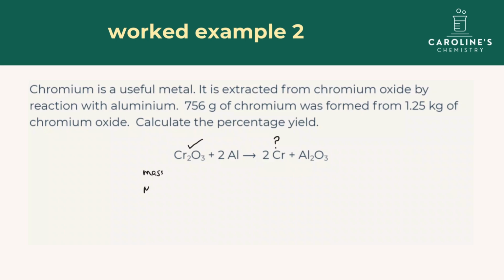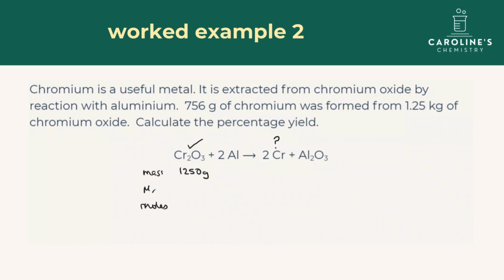So mass, Mr, moles. Can't spell moles today. There we go. And let's work down the column with the tick first of all. Now, here's the next little thing that we're not going to get caught out by. We are given the mass of chromium oxide in kilograms. We need to convert that into grams by timesing by 1,000. So we actually have 1,250 grams of chromium oxide. You always have to convert into grams first.